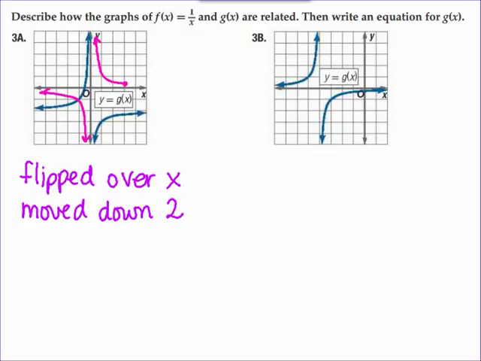So it's flipped over x. To be flipped over x, that means I'm going to negate the whole thing. So I've just got negative. Now since I moved it down, do I do anything to the x? No, so it's just -1 over x. How do I do a down 2 shift? Minus 2. So let's look at the next one. What have you done on that one?